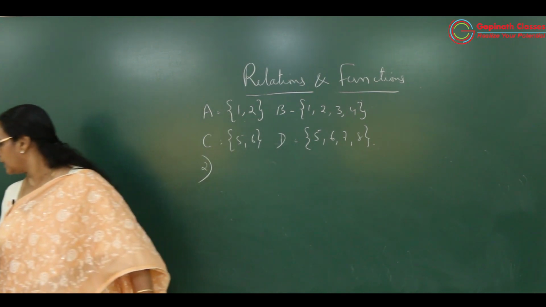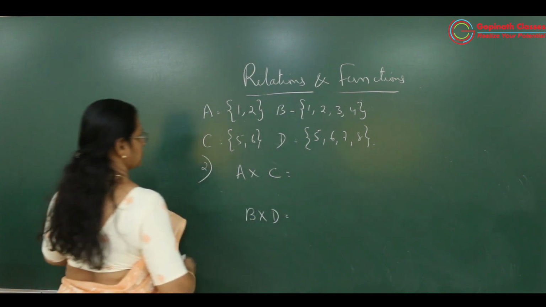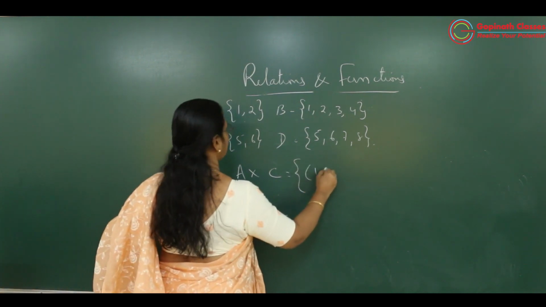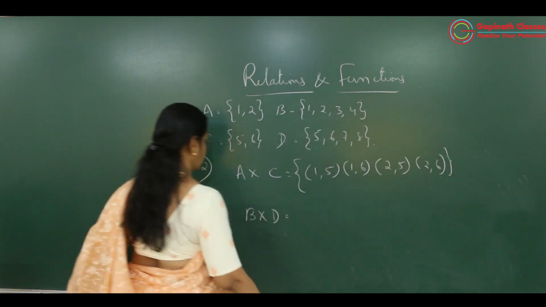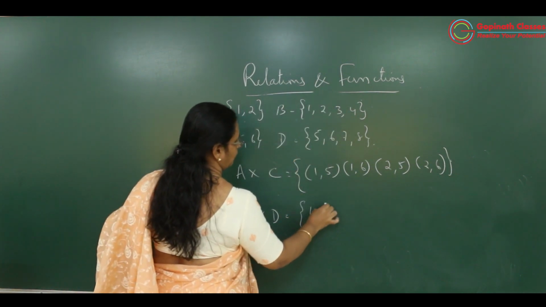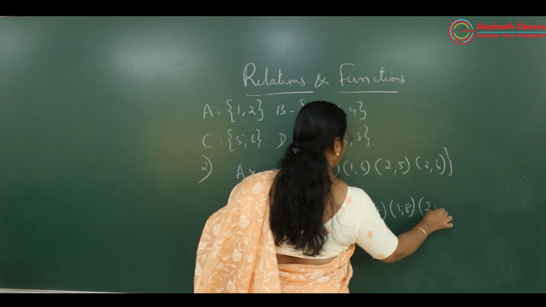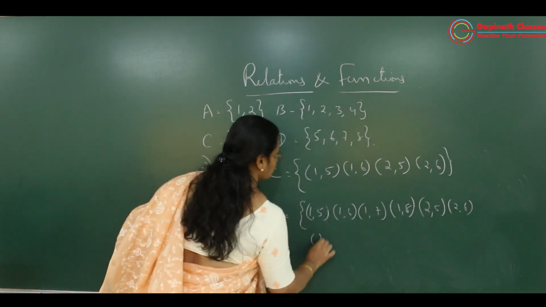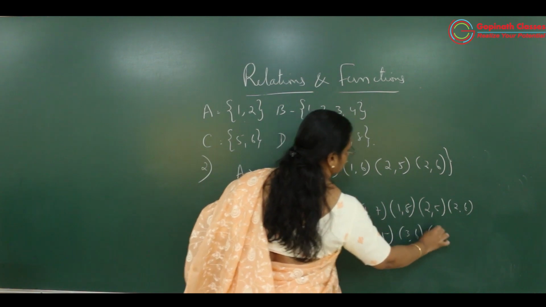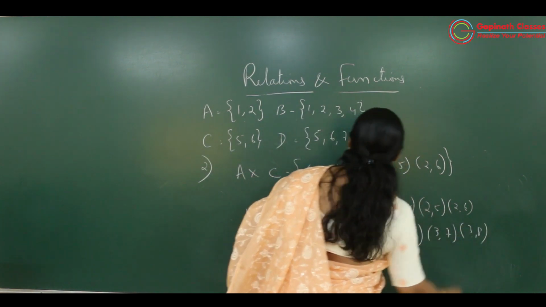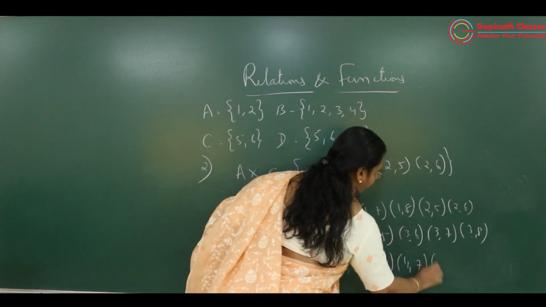Now the second sub-question of the same main question is A cross C is a subset of B cross D. We want to prove this. A cross C will be the set 1, 5, 1, 6, 2, 5, 2, 6. B cross D will come as 1, 5, 1, 6, 1, 7, 1, 8, 2, 5, 2, 6, 2, 7, 2, 8, 3, 5, 3, 6, 3, 7, 3, 8, and 4, 5, 4, 6, 4, 7 and 4, 8.